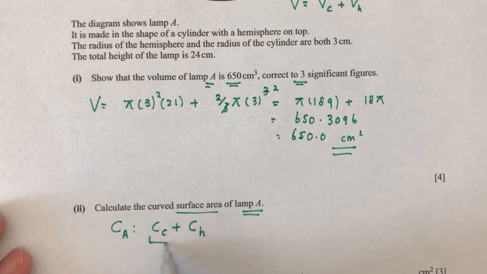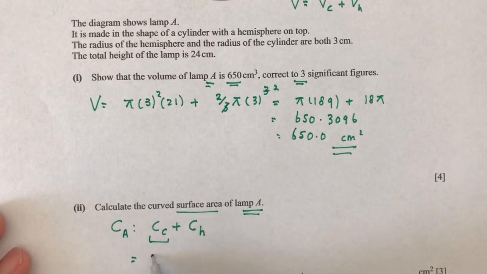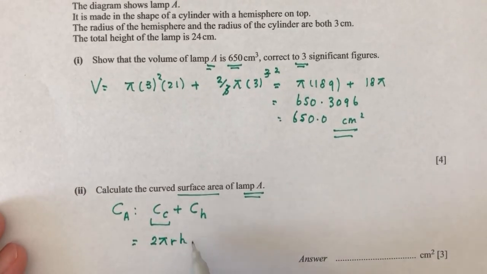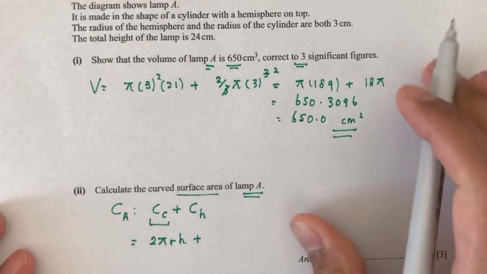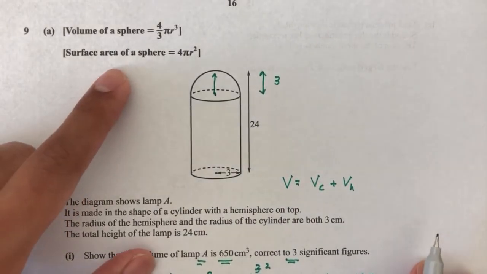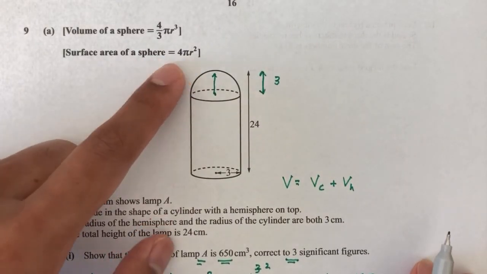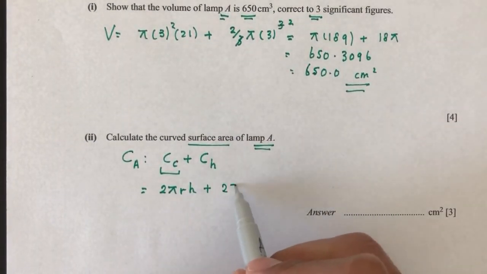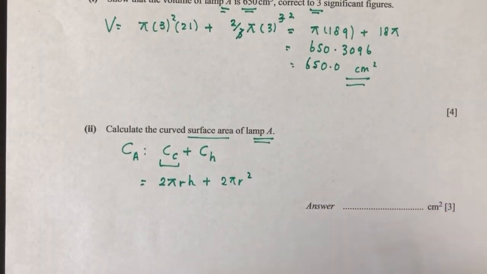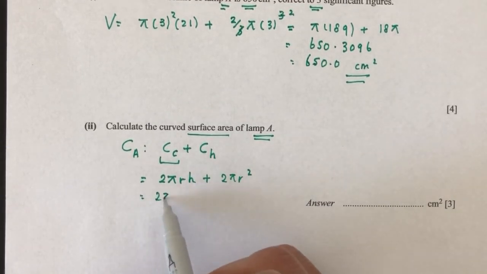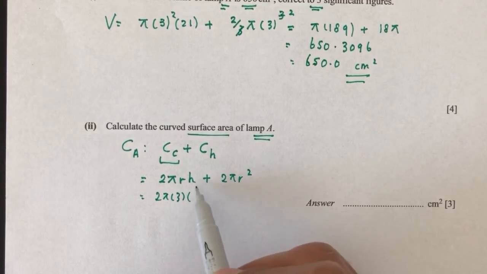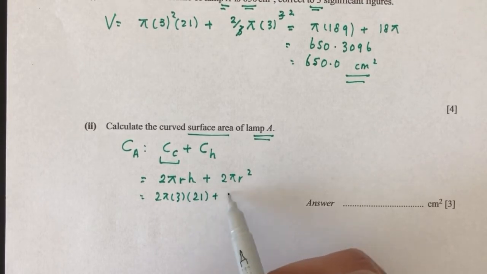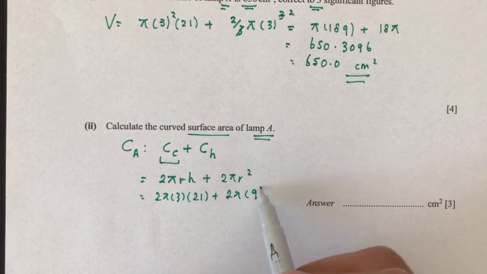So how do we find this? We know by formula it is 2 pi r h plus what is the curved surface of the hemisphere? The sphere is 4 pi r squared, so the hemisphere is only half, so we have 2 pi r squared for the hemisphere. Now we just have to replace the values in this equation, so pretty easy. 2 pi, r is 3, h for the cylinder is 21, plus 2 pi r squared, which is 9.